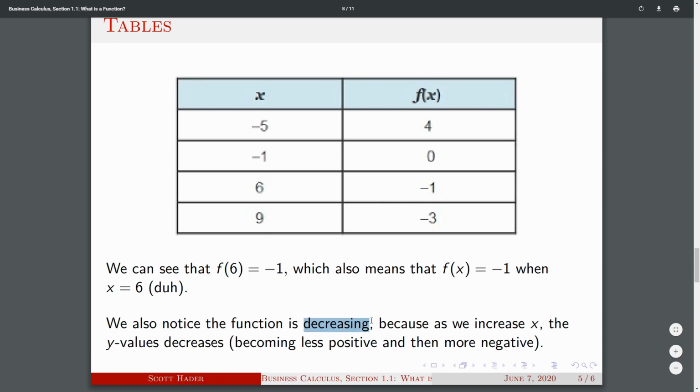What would it mean for the function to be decreasing? Remember, we always increase the x values. We always go from left to right. So as we increase the x values, what's happening to these y values? Going from 4 down to 0, down to -1, down to -3. These are decreasing. So as we increase x, y is decreasing. So we'd see the function, the y values, are decreasing.